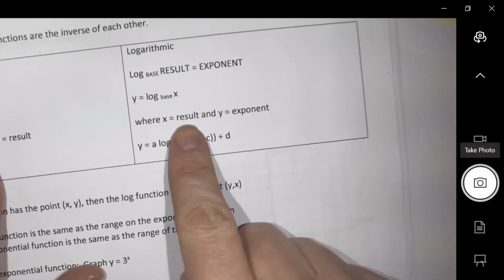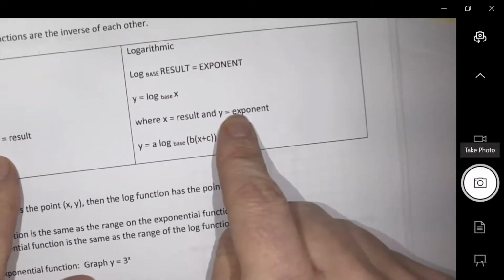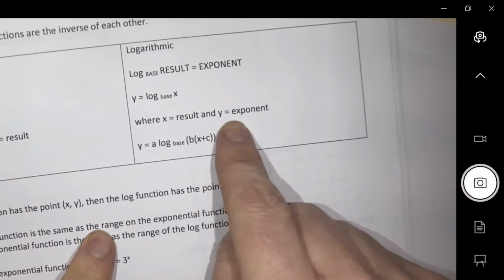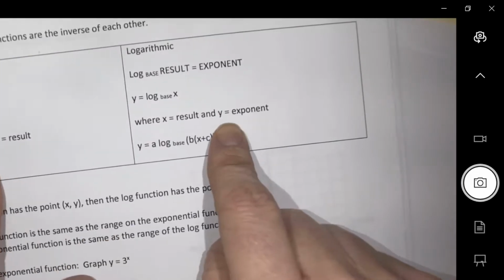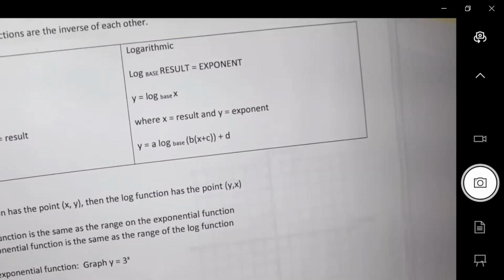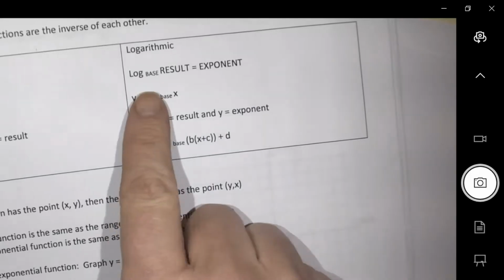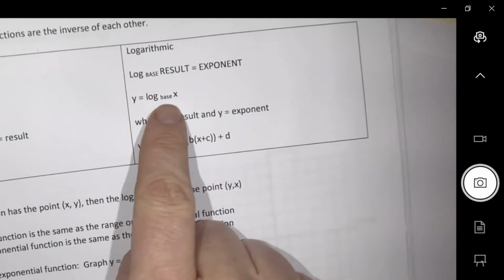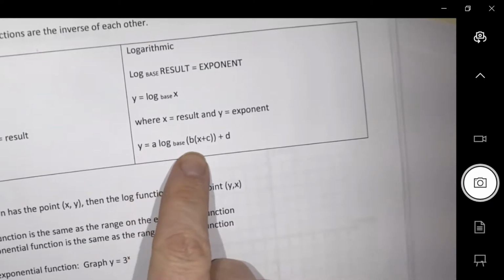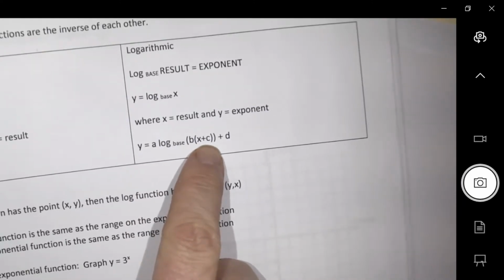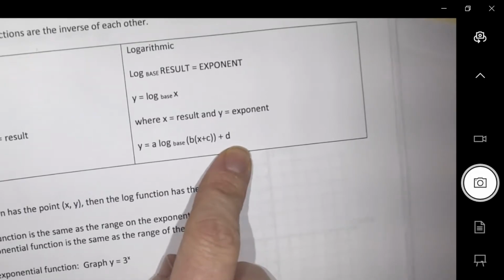Okay, so if in a log we input the results and we get out the exponent, that's the complete inverse of an exponential. So we're flipping the x and the y. If I take this basic equation, log base x, I could add an a in the front, I could put a b there, a c there, and a d there if I wanted to transform stuff.